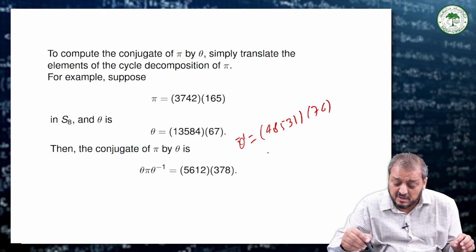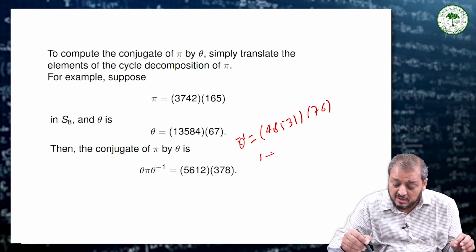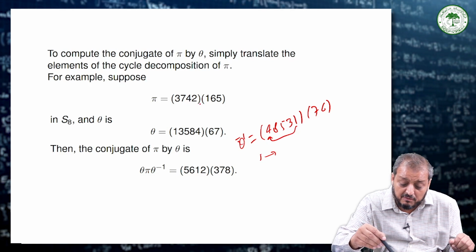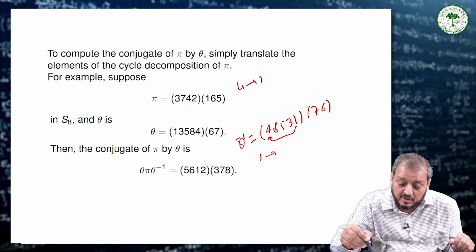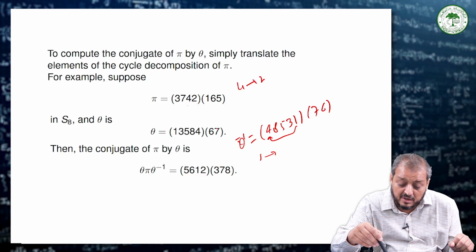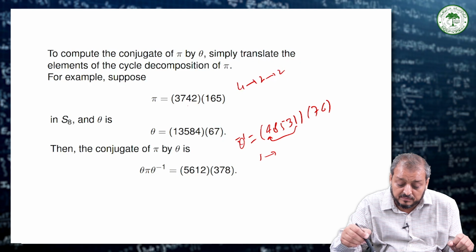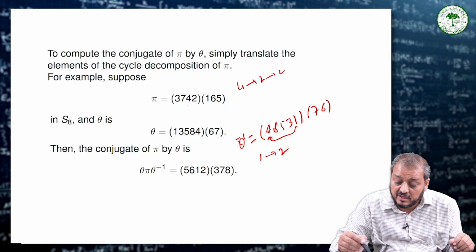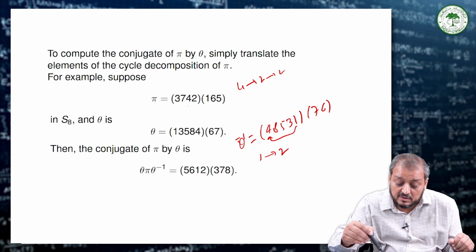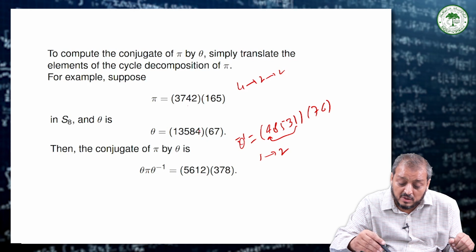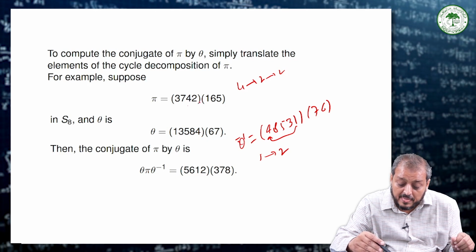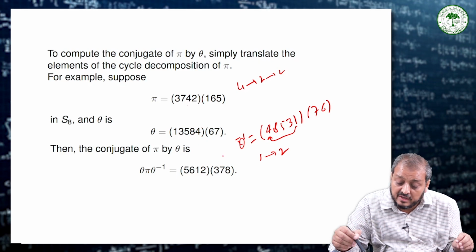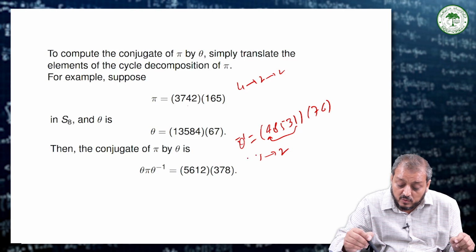For example, starting from 1, theta takes 1 to 4, and then 4 goes to 2, and then again coming here, 2 goes to 2. So 1 goes to 2.